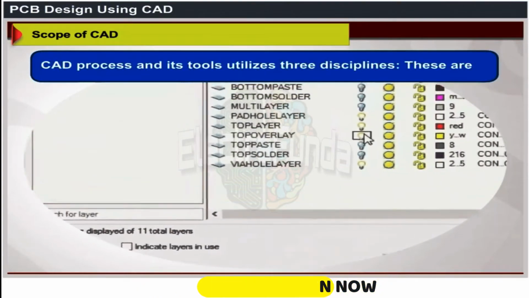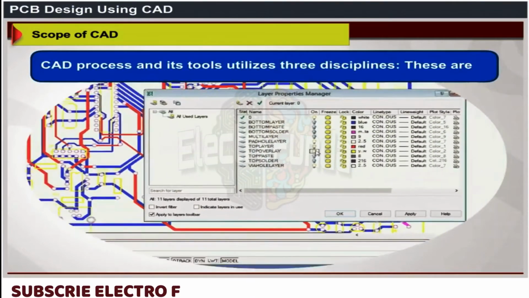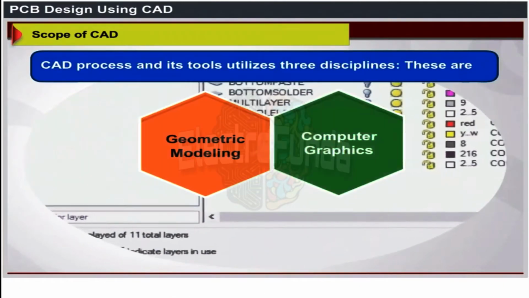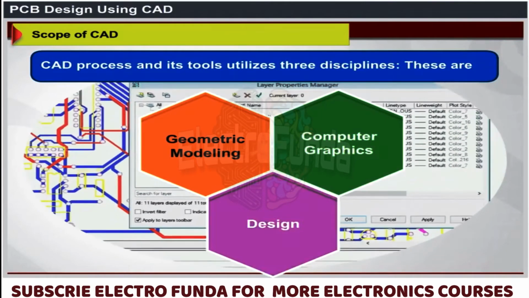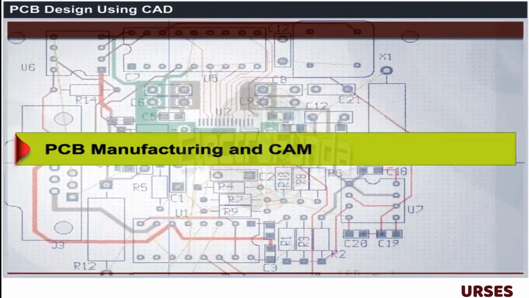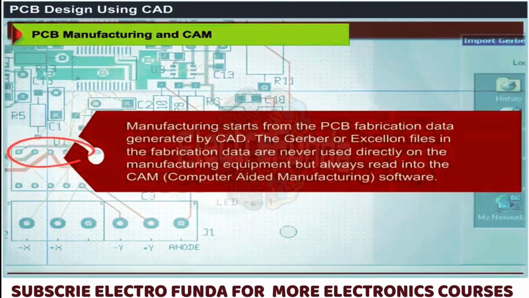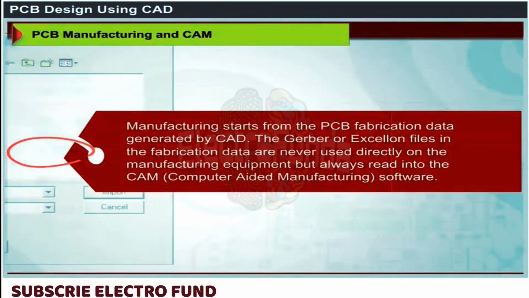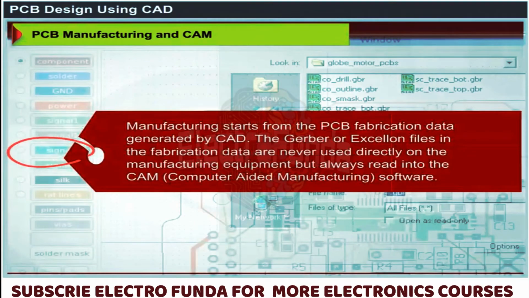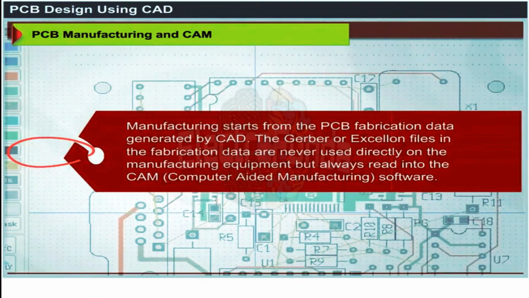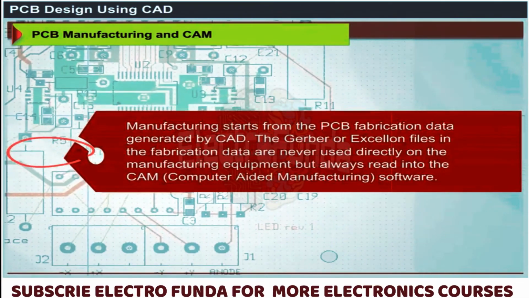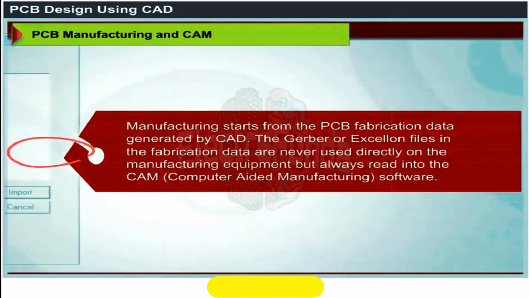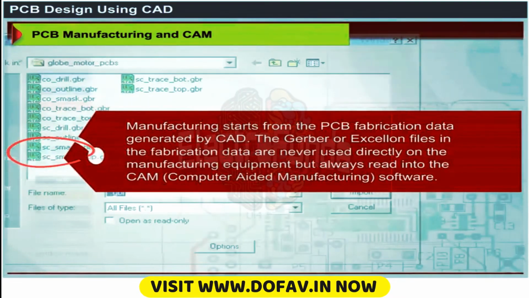The CAD process and its tools utilize three disciplines. These are geometric modeling, computer graphics, design, PCB manufacturing, and CAM. Manufacturing starts from the PCB fabrication data generated by CAD. The Gerber and Excellon files in the fabrication data are never used directly on the manufacturing equipment but always read into the CAM, computer-aided manufacturing, software.